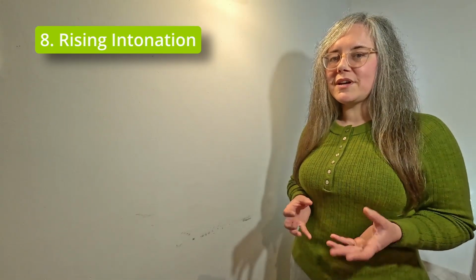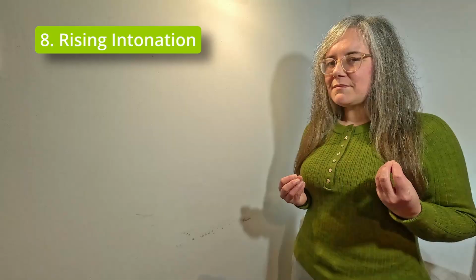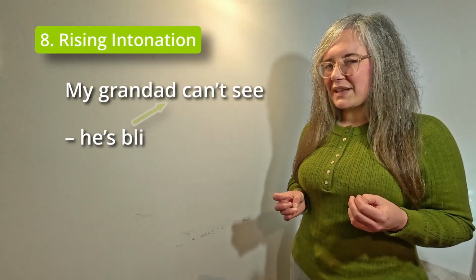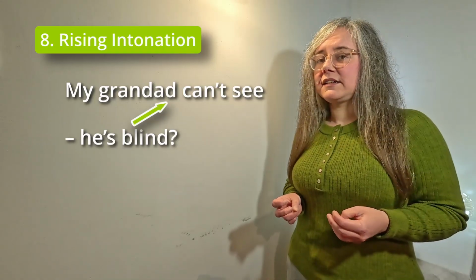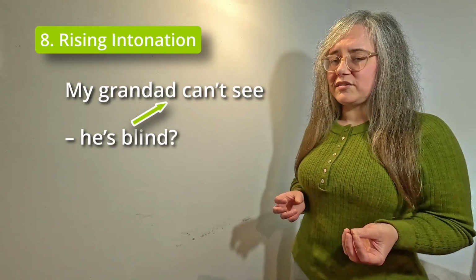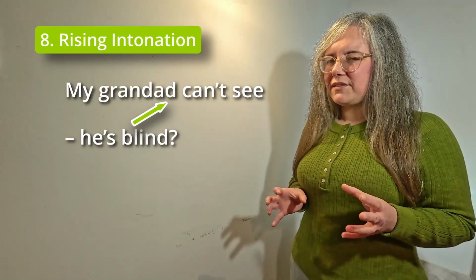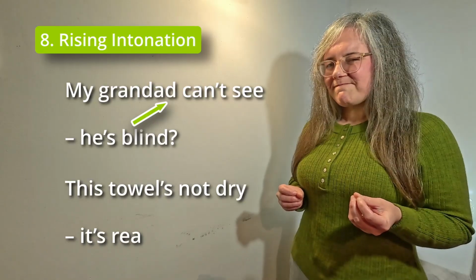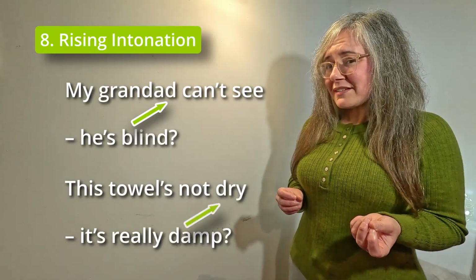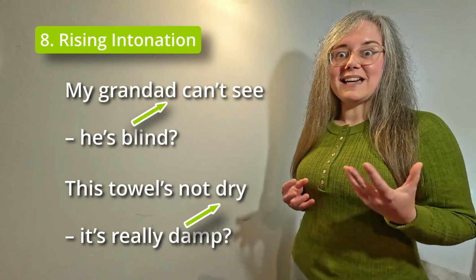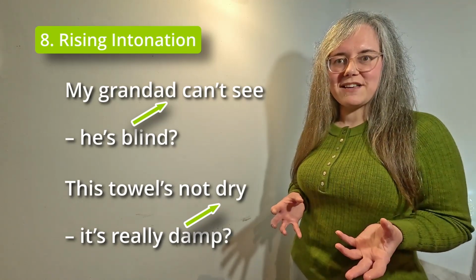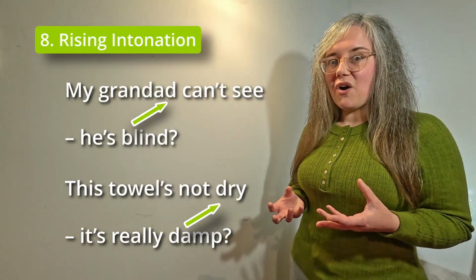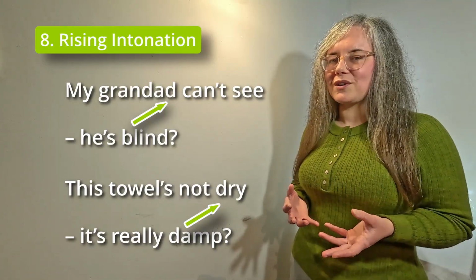For example, you could say, "My granddad can't see. He's blind?" Or you could say, "This towel's not dry. It's really damp." Then again, the person you're speaking with can confirm if the word is correct or tell you the correct word to use.